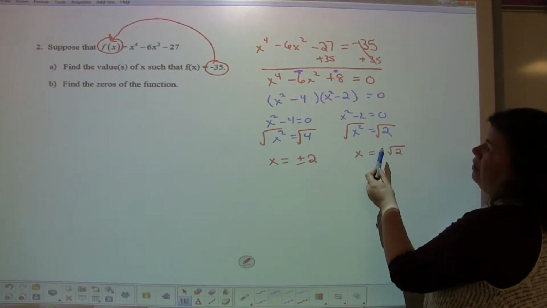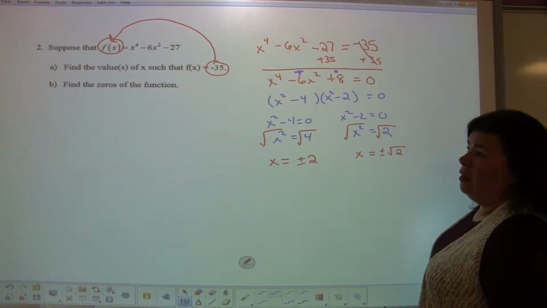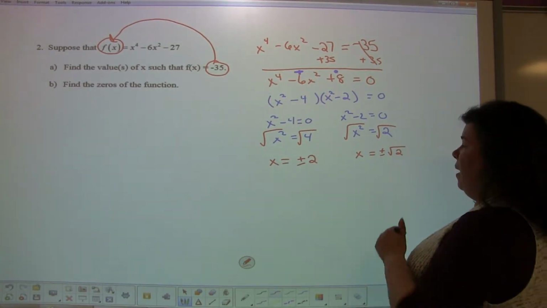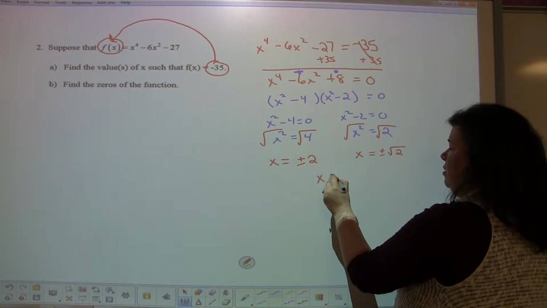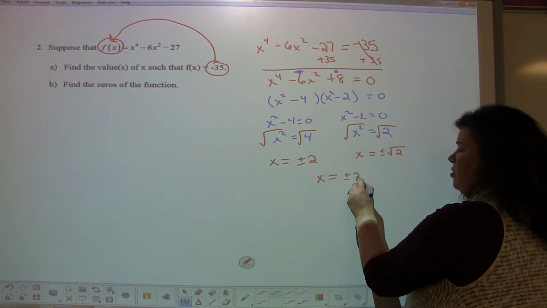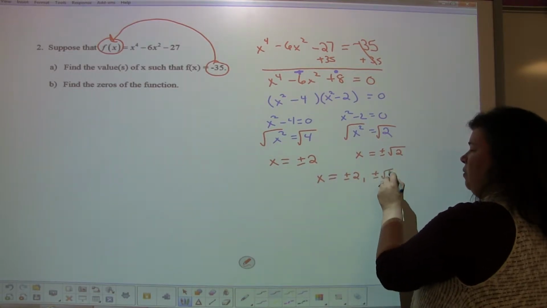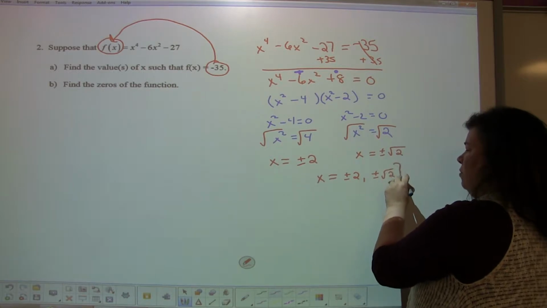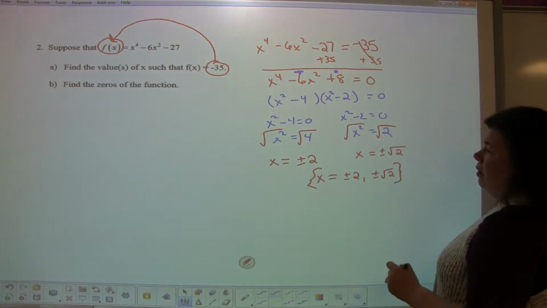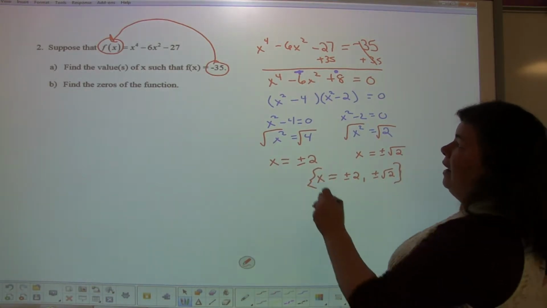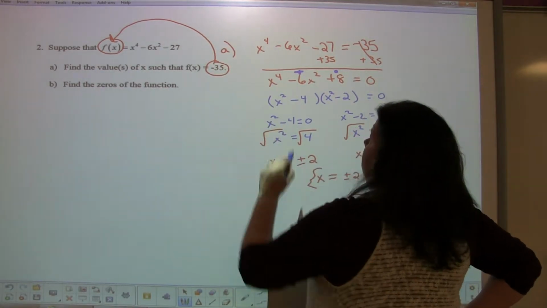I do have 4 answers, and that's exactly what we need because this is a 4th degree polynomial. So our answers are plus and minus 2 and plus and minus the square root of 2. So all of those are our answers. Okay, so that's part A. This is the answer to part A.